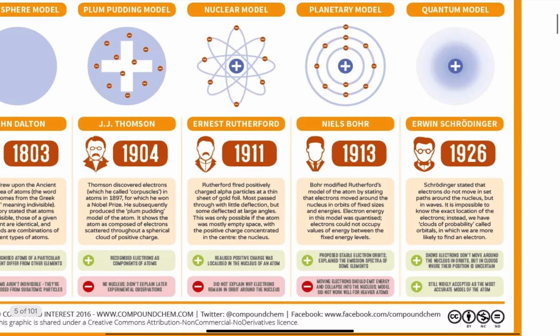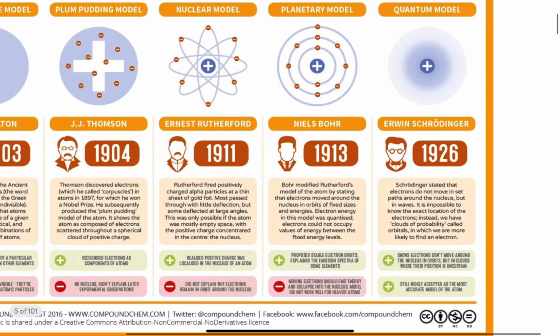Next up, we have Rutherford's model, which was the nuclear model. He realized there was positive charge that was localized in the nucleus of the atom, but it didn't explain why the electrons remain in an orbit around the nucleus. Why is that happening? Niels Bohr comes along and develops the planetary model. So it proposed the stable electron orbits and explained the emission spectra we see of some elements.